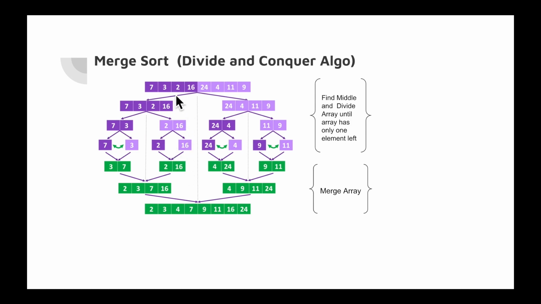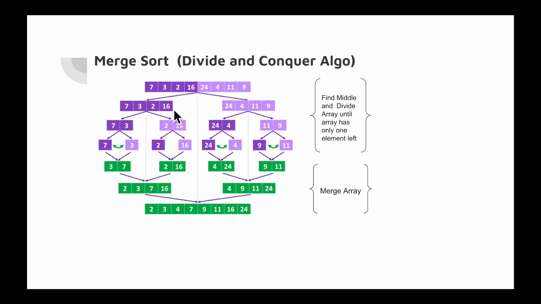So let me take an example and explain. We have this array 7, 3, 2, 16, 24, 4, 11 and 9, right? So what's the first step? Find the middle and divide the array until the array has only one element left. So how to divide the array? We got the middle. Let's say we divide the size by 2 and we got the middle of 4. Then we have two arrays, left array and right array. So we have taken two extra arrays. We call them, let's say, left array and right array, and we divide this array. The first four elements we put into the left array and the remaining four items we put into the right array.